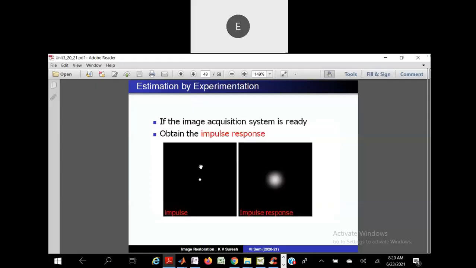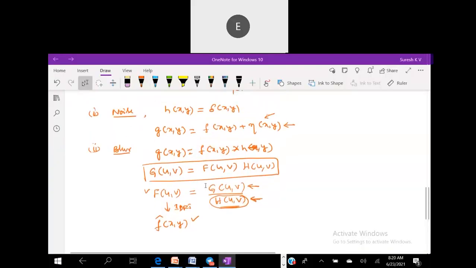The second one is by doing experimentation. Again, let me go back to here. So this is your model. G of x comma y is f of x comma y convolved with h of x comma y. Now what you need to find is h of x comma y. So can somebody tell me what is h of x comma y? What is it? What is the name at least?